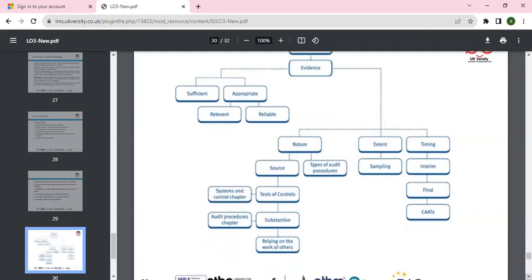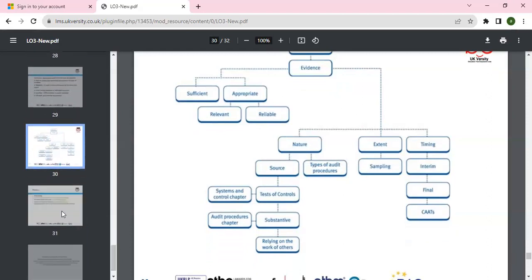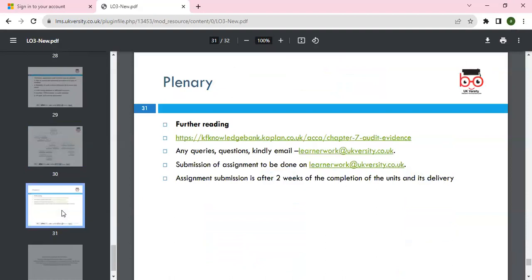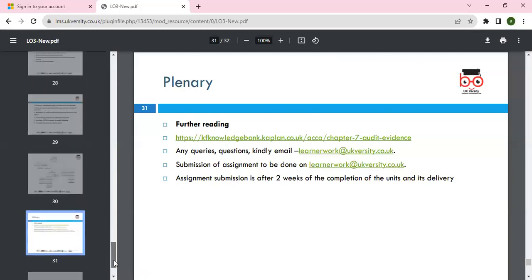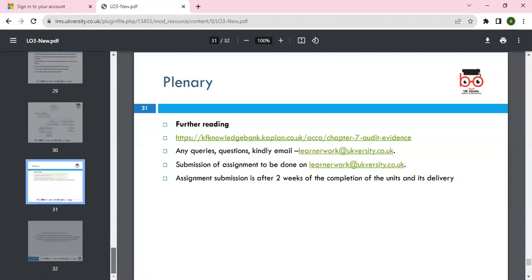We can look at substantive procedures, audit procedures, relying on the work of others, and the types of audit procedures and their timing. We can look at sampling, the interim and the final audit, and the computer, those tests. That is quite a lot to look around. For further reading, please look at the chapter. Please click that link, which will help you explore further. And I already gave you the chapter of the books, a workbook.